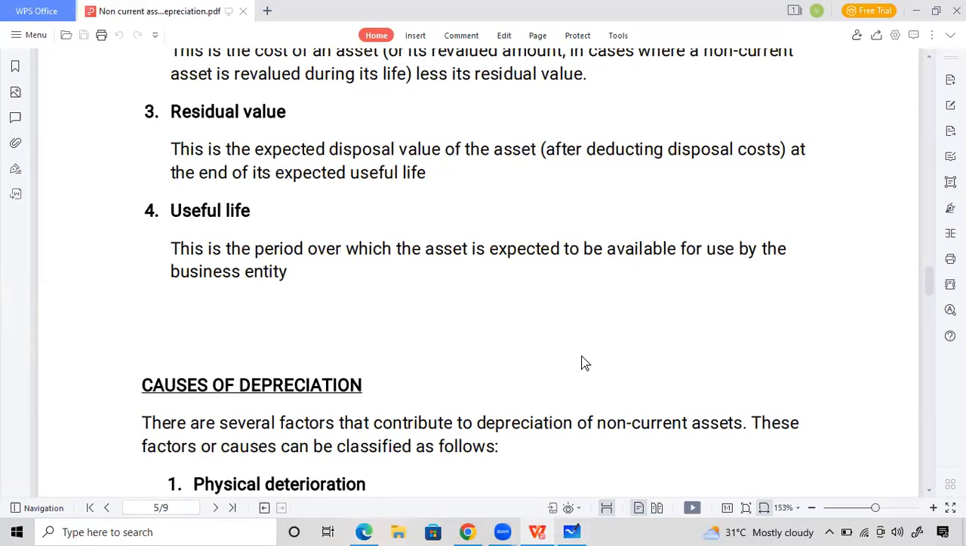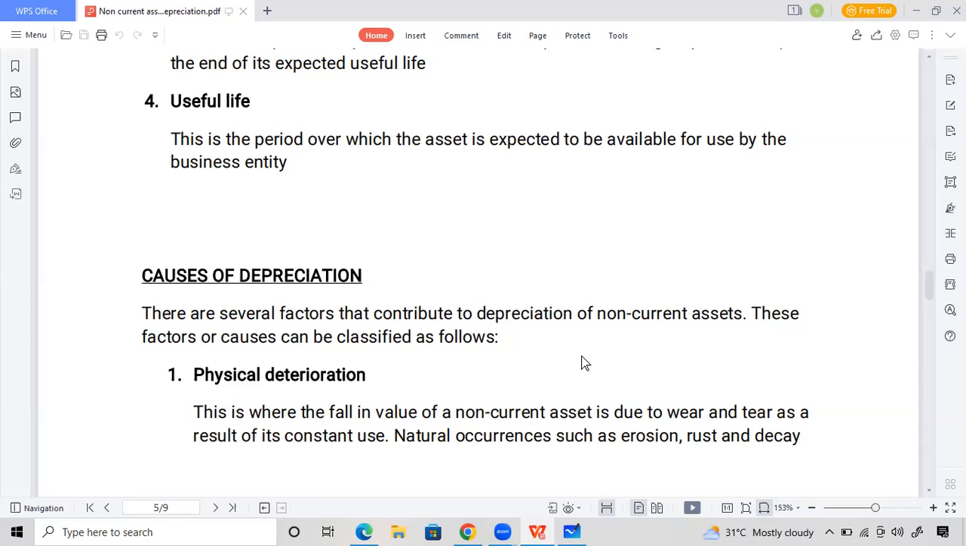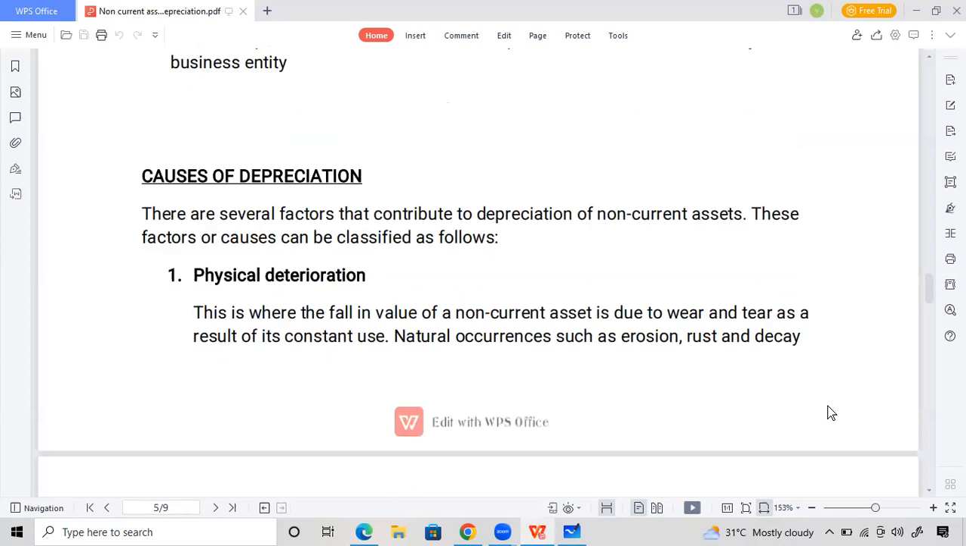These are some of the things that cause depreciation. This is where the fall in value of the non-current asset is due to wear and tear as a result of constant use. If you continue to use the asset constantly every day, there will be depreciation. So physical deterioration is one of the causes of depreciation.